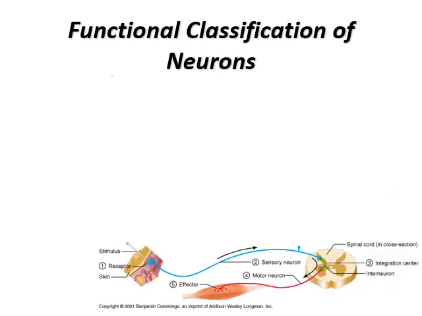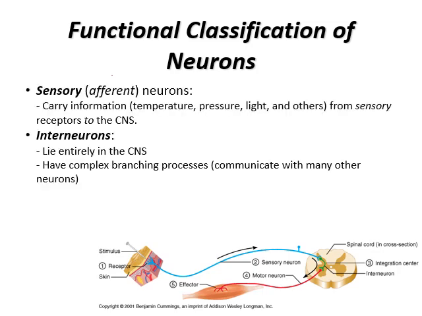So classifying these neurons, we can go functionally, like the sensory. The sensory is the afferent, just as we saw on the previous slide. Basically the pathway is sensory information carried in the afferent neurons. It's going to be sensory information like temperature, pressure, light, and so forth. Many different senses can be carried through these afferent neurons.